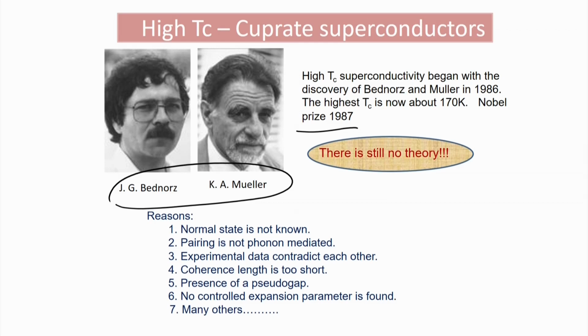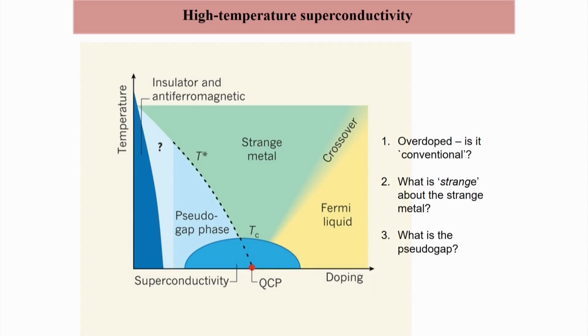One of them is that the normal state is not known, pairing is not phonon mediated, experimental data contradict each other, and the coherence length is too short. There is something called a pseudogap. It is like a gap, but it violates other properties of an energy gap. There are no controlled expansion parameters and many other issues, and that is the reason that even the best minds working in the field have not come up with a general consensus on the theory that would explain all experiments.